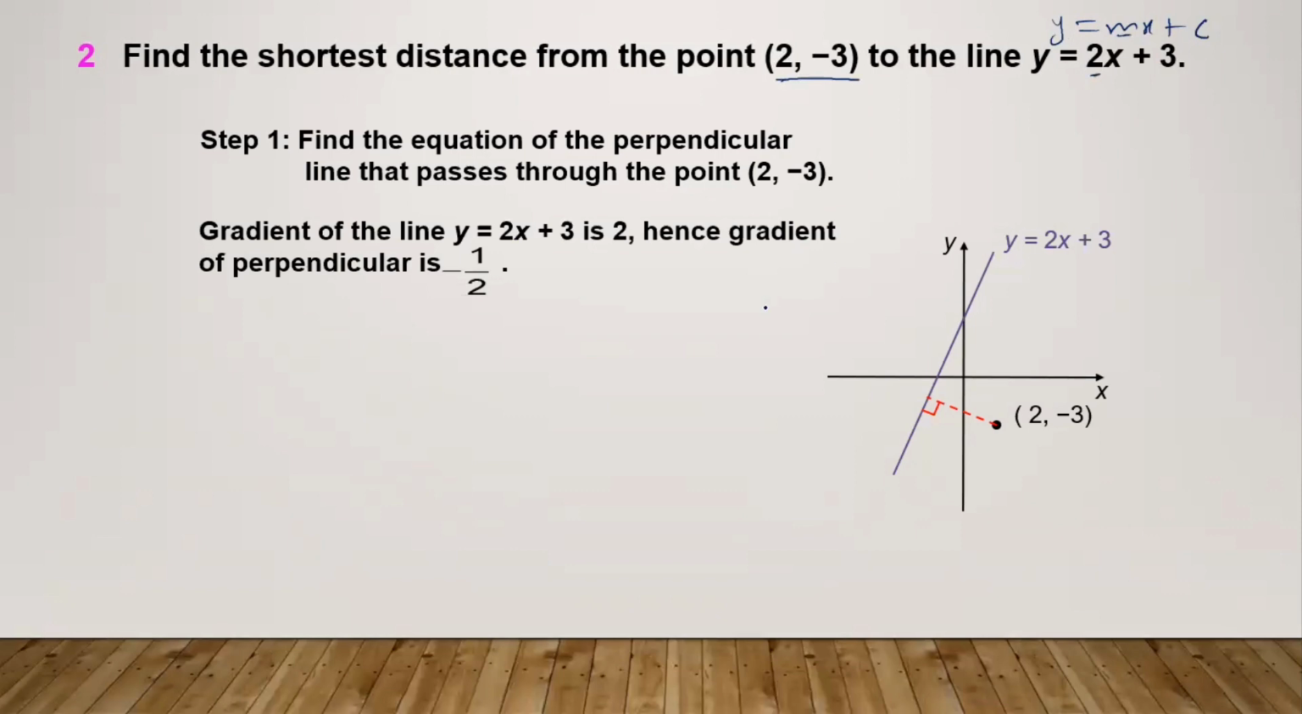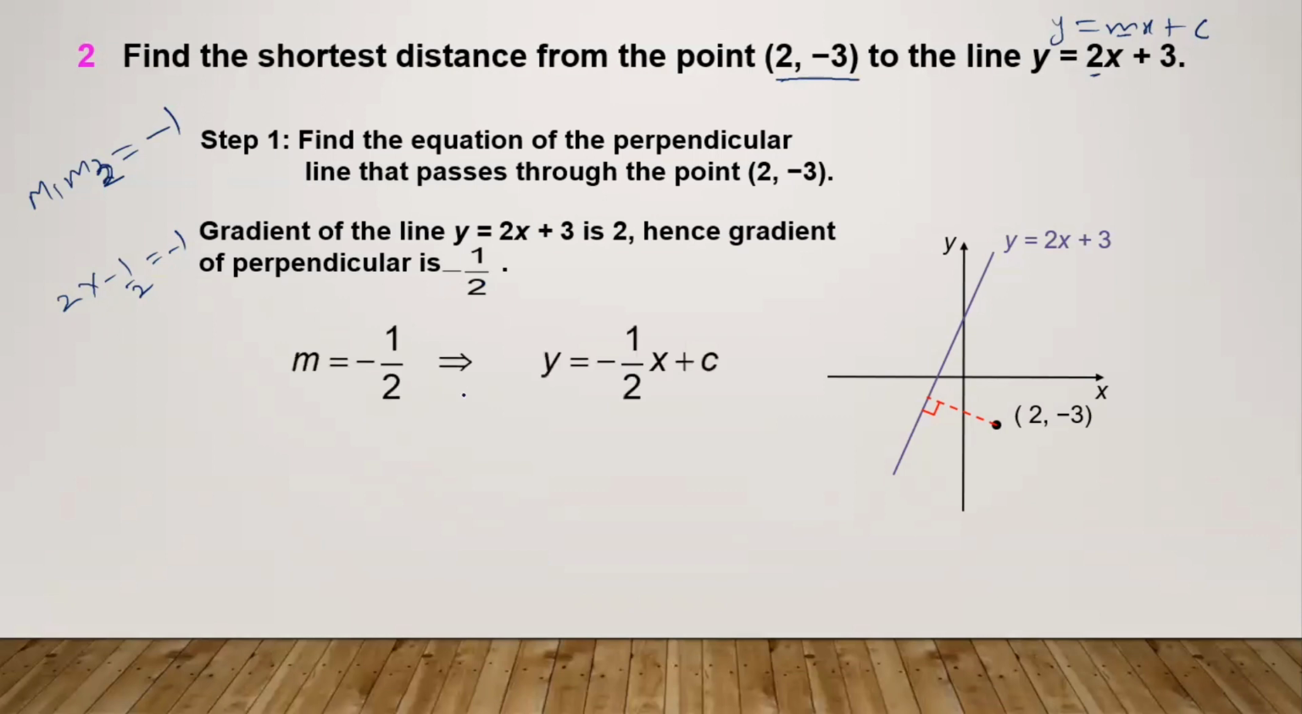And the slope of a perpendicular line is the negative reciprocal. So the slope of the line which is perpendicular to the given line, the red line, the perpendicular that we have drawn, is going to be minus 1 by 2, because m1 times m2 is equal to minus 1. So 2 times minus 1 by 2, you get minus 1. That is how the slope of this perpendicular line is going to be minus 1 by 2.